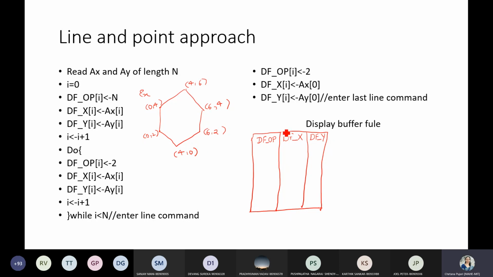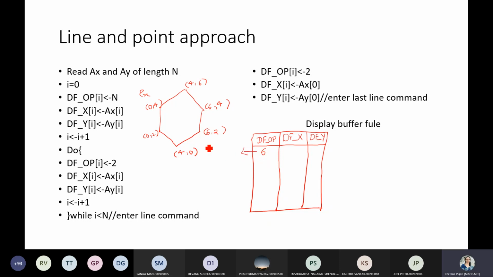Fine, so we are already using it over there. Okay, so initially in a display buffer file, first you have to initialize it, right? So how are we going to initialize it? First you are going to consider how many edges, because you want to go for drawing a hexagon here. Hence the number of edges will be 6.